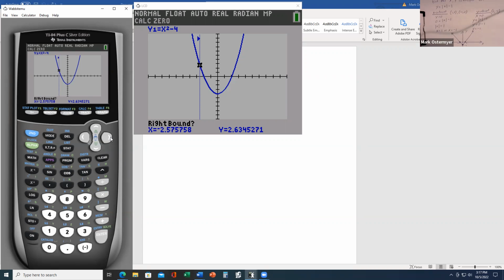Now your calculator wants us to establish a right bound. To do that, we navigate the blinking cursor a little bit below the x-axis by hitting the right arrow key.